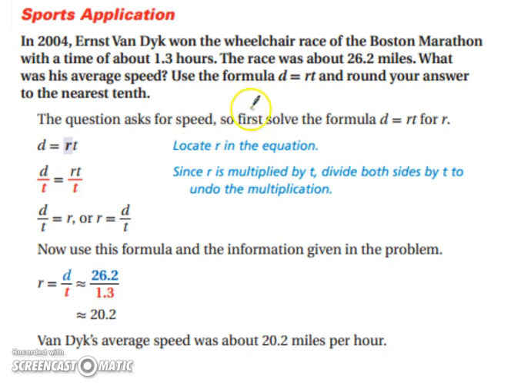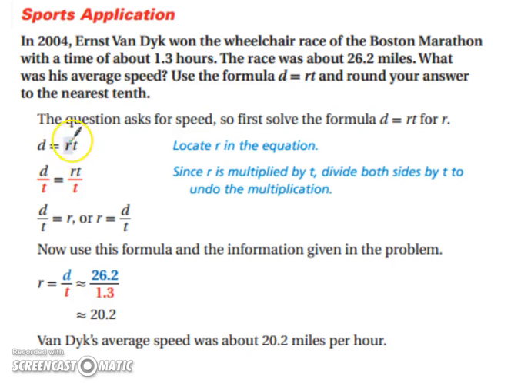First solve the formula d equals RT for R. R is your rate of speed, so it's a good idea to highlight it. They blocked it off in gray. So we want to get R by itself. What are the other things happening with it? Well, currently T is with R and T is being multiplied by R.